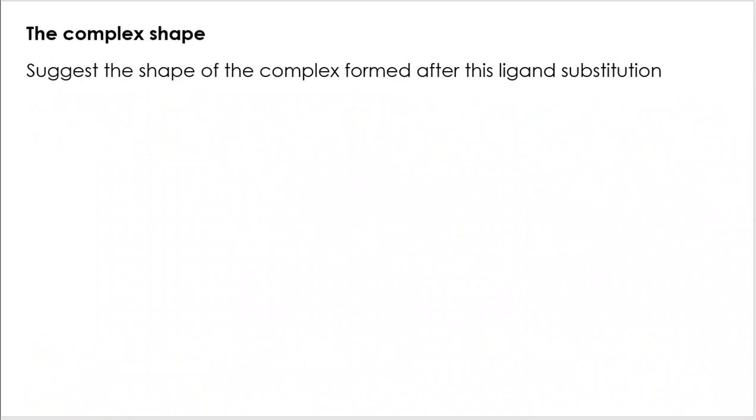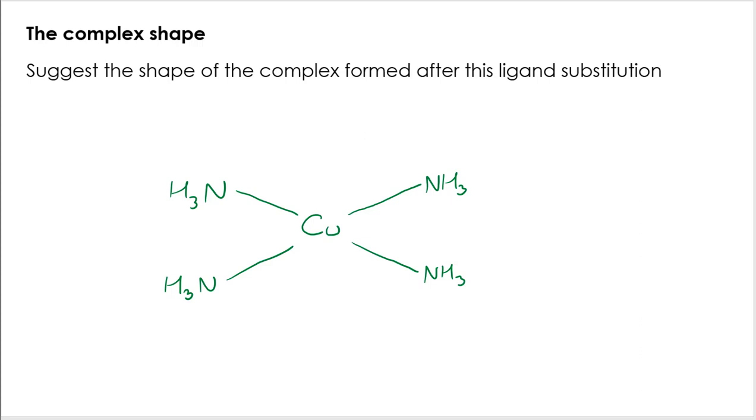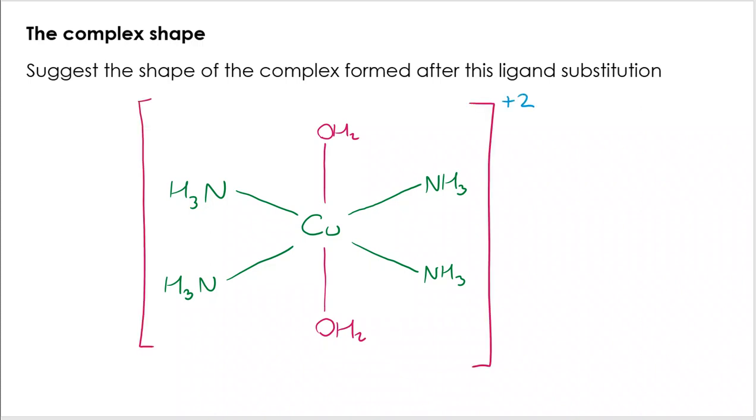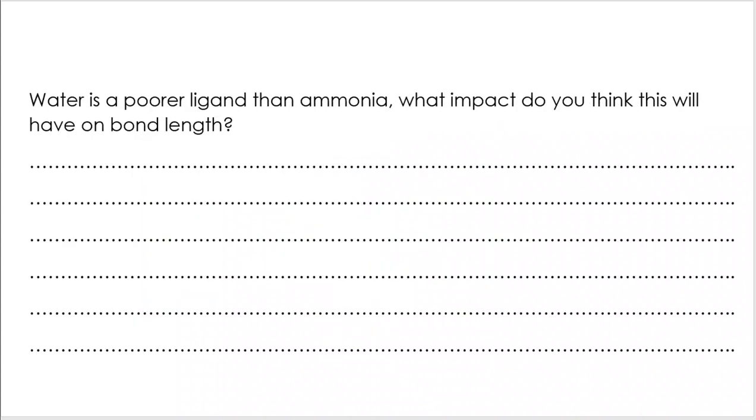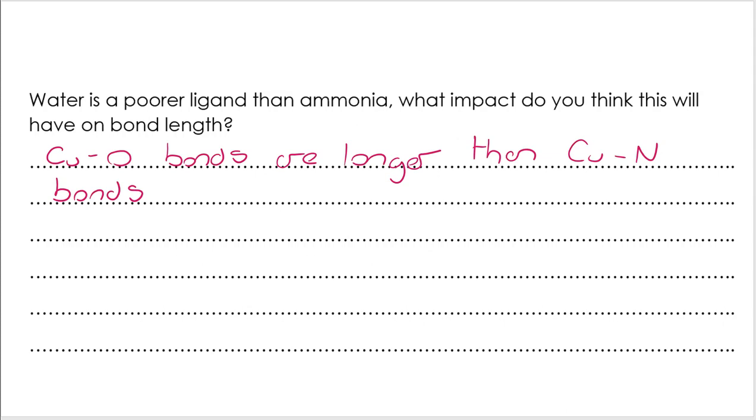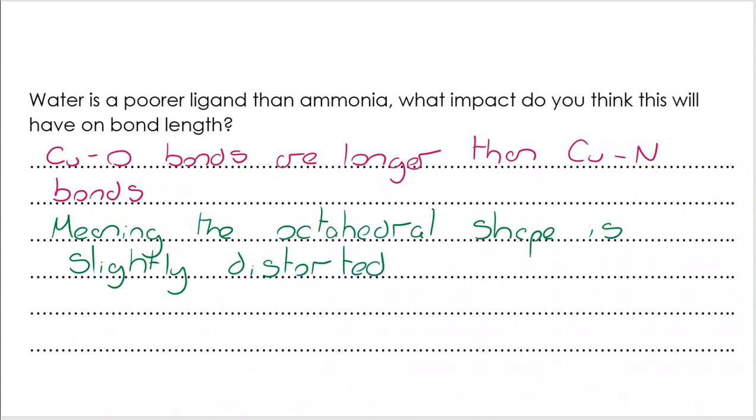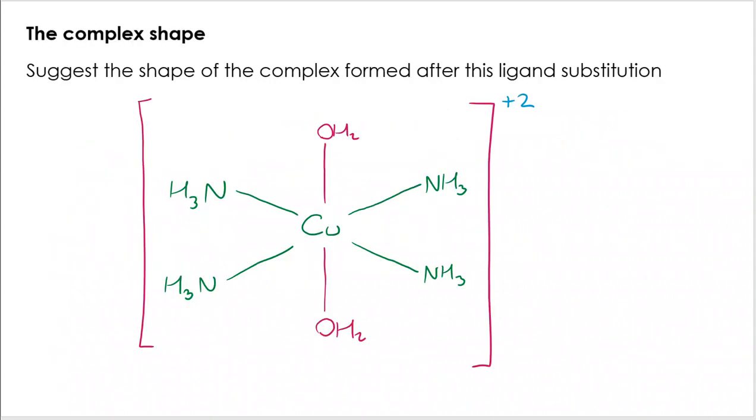Finally, on this section, we're going to look at the complex shape. The copper will surround itself with 4 ammonia ligands. The water ligands will be on opposite sides. The overall charge here will still be +2. Water is a poorer ligand than ammonia. What do we think that will mean about its bond length? Well, the Cu-O bonds are longer than the Cu-N bonds. And that means that the octahedral shape is actually slightly distorted. These bonds are slightly longer, on opposite sides to each other.